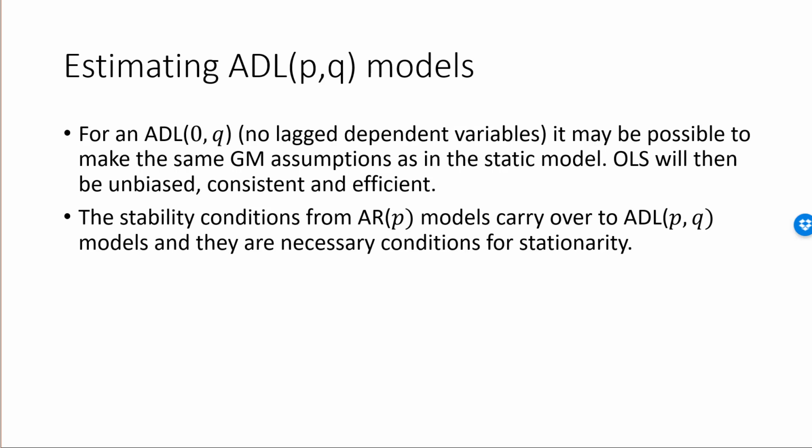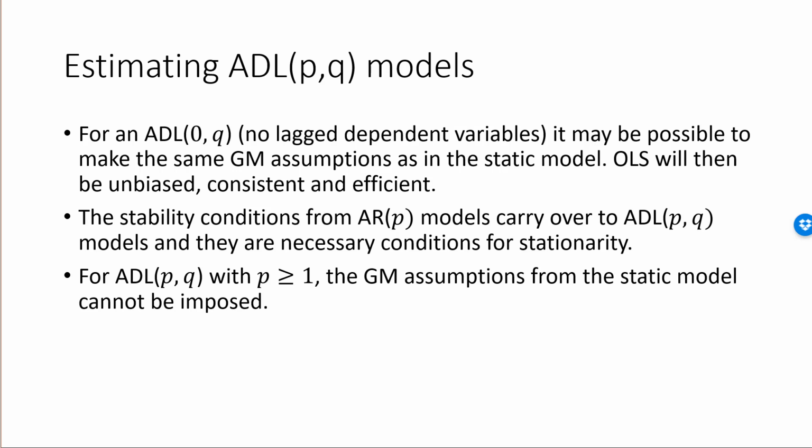We also know that if I have an AR(1) process or an AR(p) process, exogeneity cannot hold, so the Gauss-Markov assumptions cannot hold. The same will be true for ADL(p, q) models when p is greater than or equal to 1. ADL(0, q), yes, the Gauss-Markov assumptions can hold. ADL(p, q) with p greater than or equal to 1, no, they cannot. However, and fortunately, the only thing we lose is unbiasedness. We can quite often save consistency, so the OLS estimator in general tends to be consistent.